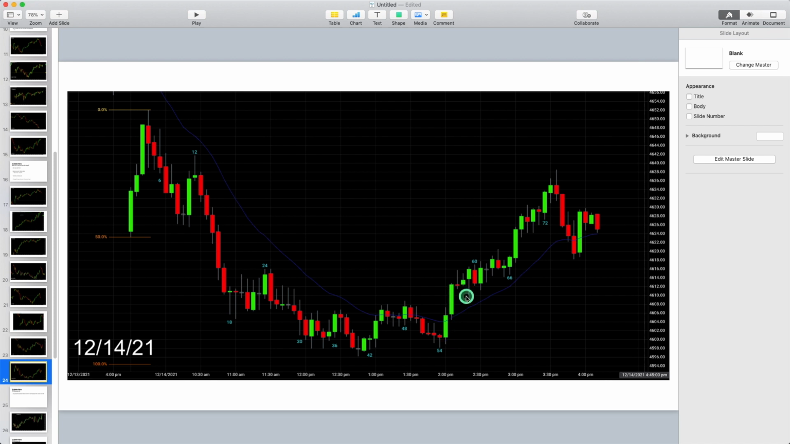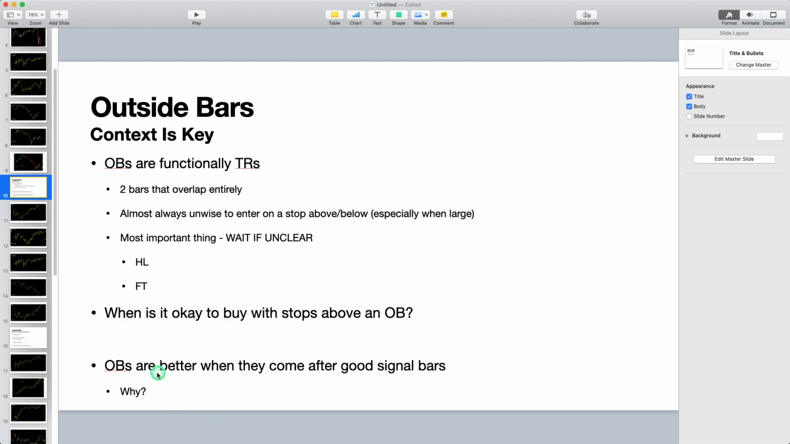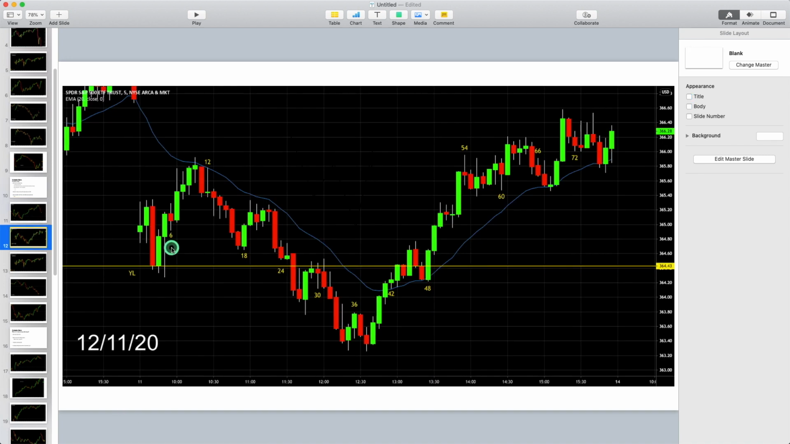That's a good way to look at it as well. And Al says, outside bars are better when they come after good signal bars. So why is that? Here, for example, we have the signal bar on bar 4, and instead of going above it, it went below it and then triggered above bar 4.